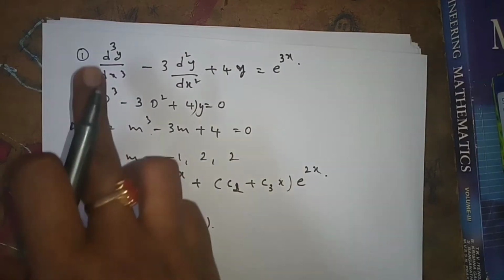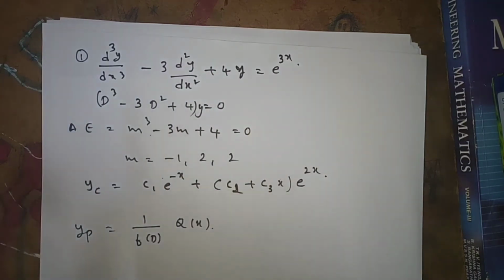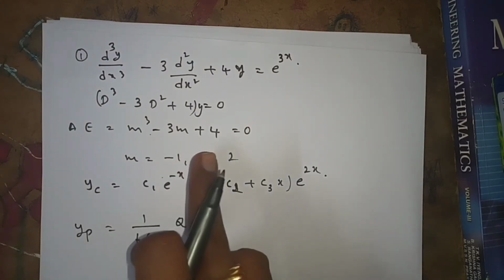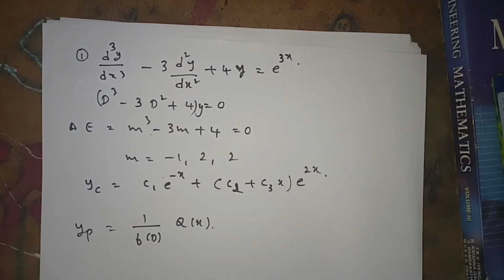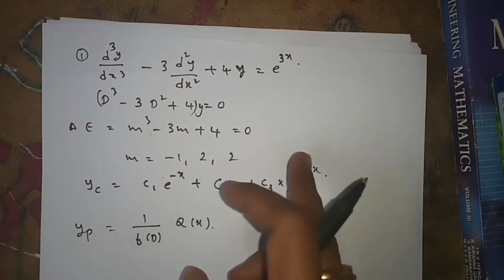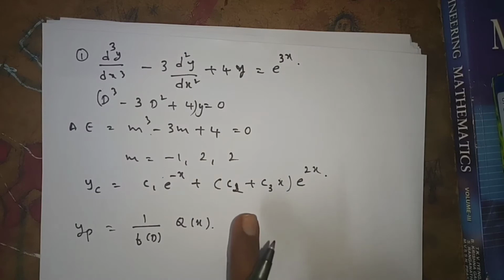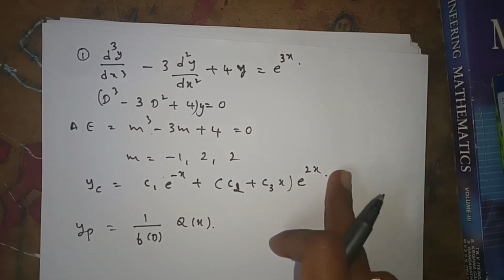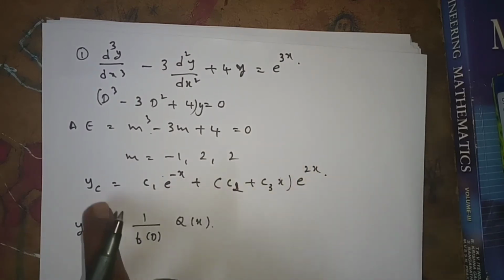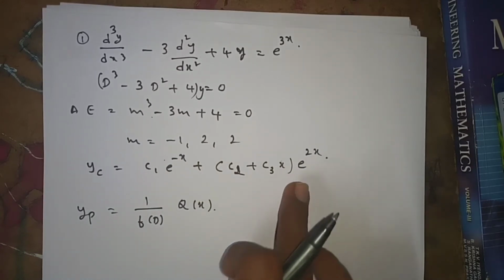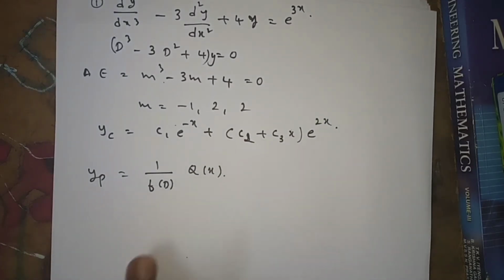Now, first we will write the given equation in the operator form, d cube minus 3d square plus 4 into y. This is the cubic equation. You will get 3 roots. Using any method, using a calculator or any other method, find the 3 roots of this equation. Minus 1, 2, 2 are the 3 roots. Minus 1 is the distinct root. That's why c1 e to the power of minus x. And 2, 2 are the repeated roots. That's why c2 plus c3x into e to the power of 2x. This is the complementary function yc. Like this we need to find the complementary function.